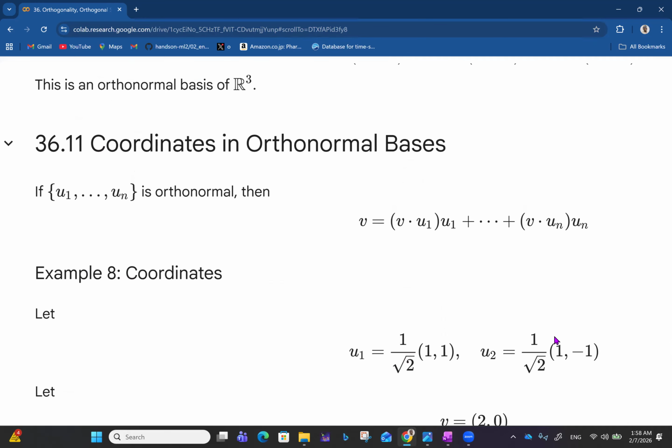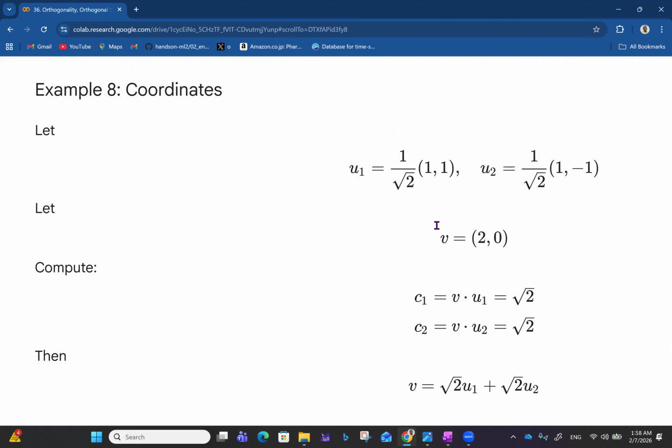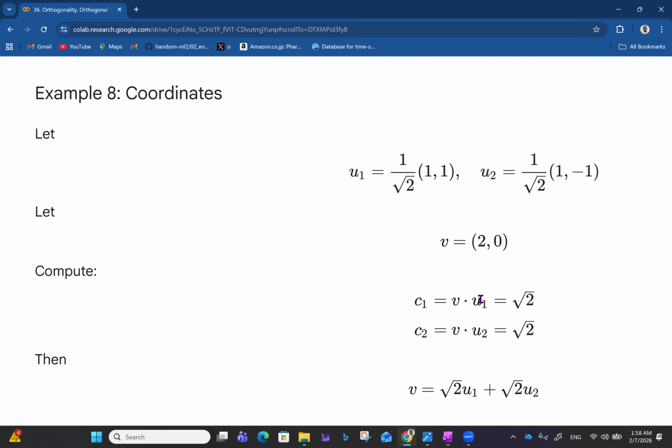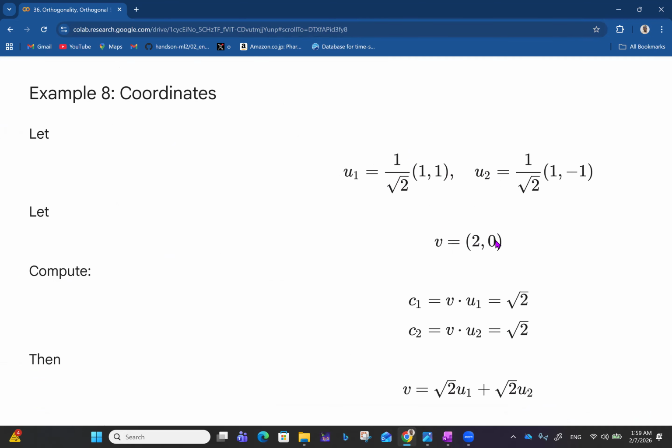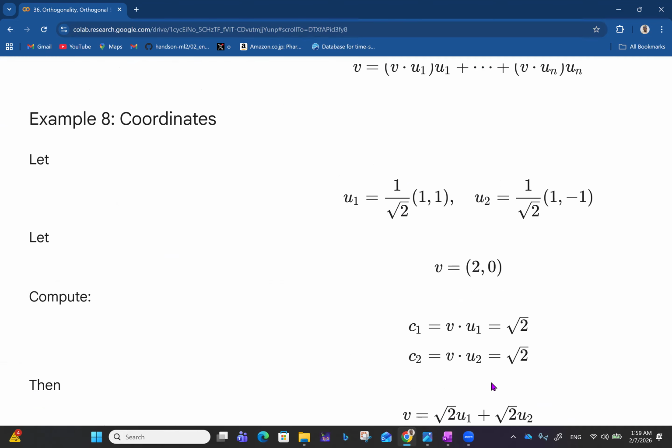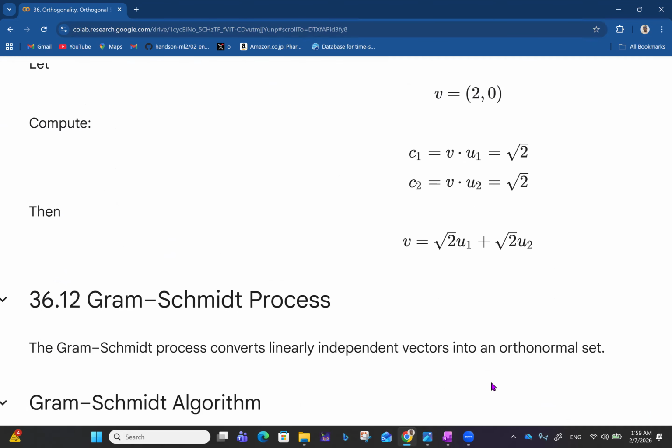Now, because you're looking for coordinates in orthonormal basis, after you do the v dot u1, you multiply by u1 again. So for the first one, v dot u1 is root 2, and v dot u2 is root 2. Then finally, this overall v can be expressed as root 2 u1 plus root 2 u2. So these are the coordinates in orthonormal basis, like that.